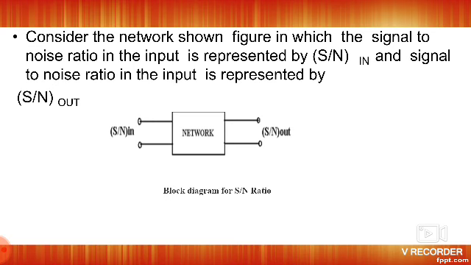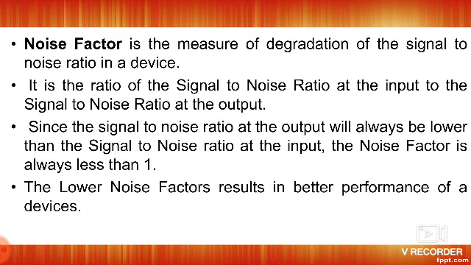Consider a network having an input signal to noise ratio and an output signal to noise ratio. Input signal to noise ratio is represented as S by N input, and output signal to noise ratio is represented as S by N output. Noise factor is the measure of degradation of the signal to noise ratio in the device. Simply, we can define it as the ratio of input signal to noise ratio to the output signal to noise ratio.